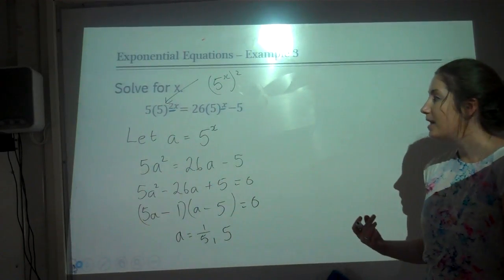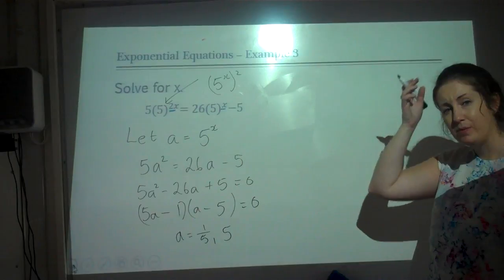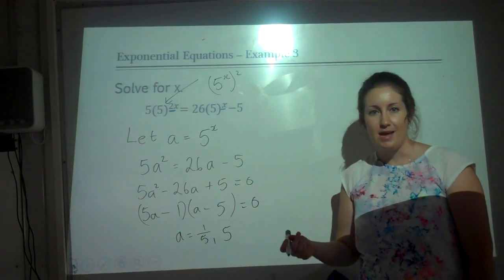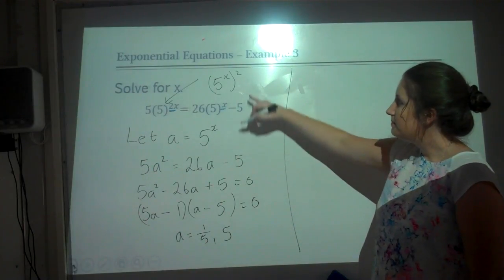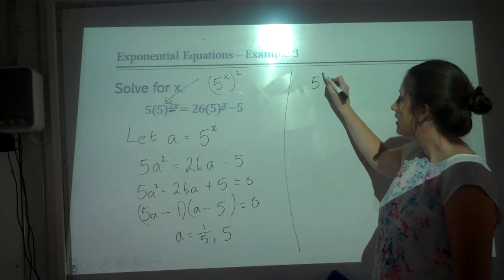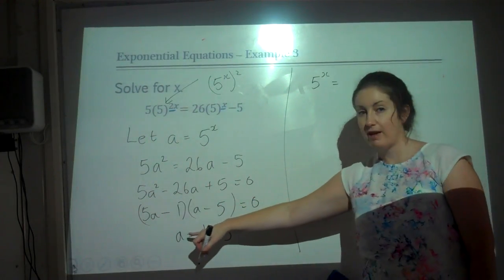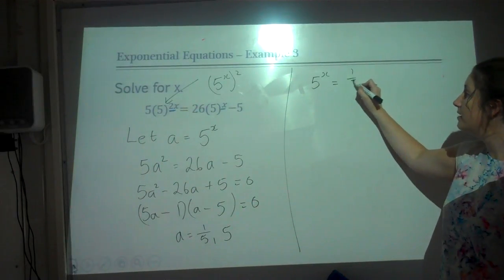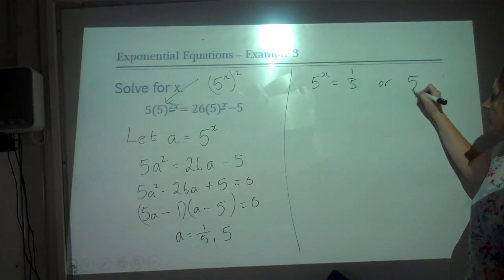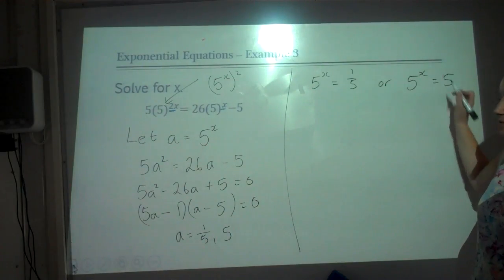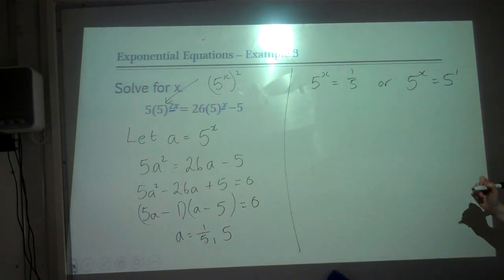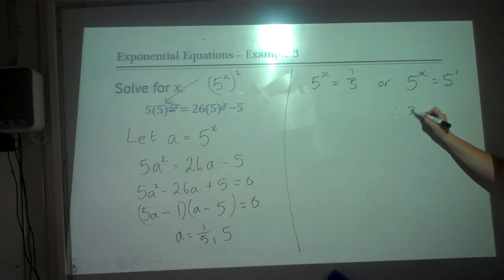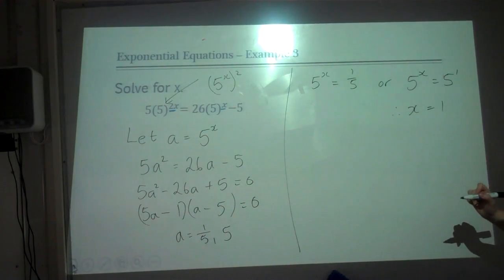We now need to consider what x is equal to. So this is really important. These are our values of a. What does x equal though? So we substitute this back in. We were told 5 to the power of x is equal to a. So instead of a, what we get is 5 to the power of x equals 1/5 or 5 to the power of x equals 5. This one here is quite easy. When it's missing a power would be 1, so therefore we get x equals 1.